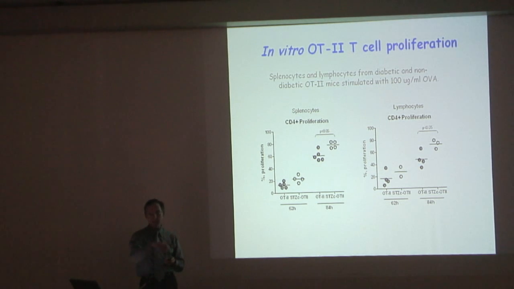So to look at this in the context not of an antibody binding to the T cell antigen receptor, but actually an antigen hitting the T cell antigen receptor, we used OT2 transgenic mice. These mice have a transgenic T cell antigen receptor that recognizes an ovalbumin peptide. And we find that we can see increased proliferation again in the diabetic mouse. So this suggests that it's not just an artifact of anti-CD3, of the T cells taken from diabetic mice stimulated with this antigen.